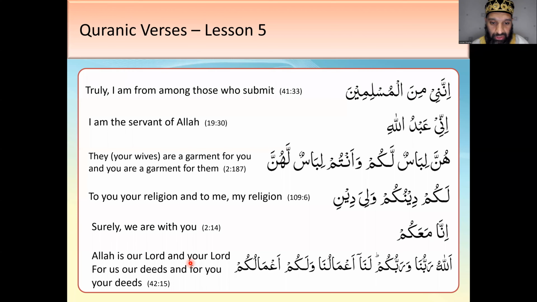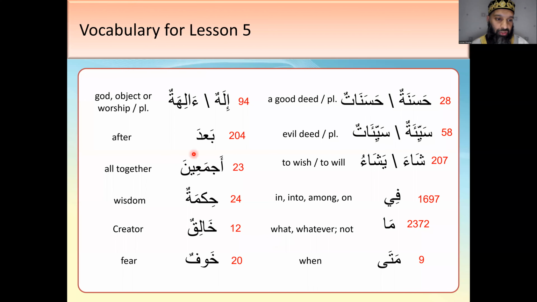That's the other font, and I don't know what's next. Oof, we've got 2 minutes left. Okay, done. Just going to go through these and then done, right? Inshallah. So ilahun, alihatun. Ilahun means God, object of worship.